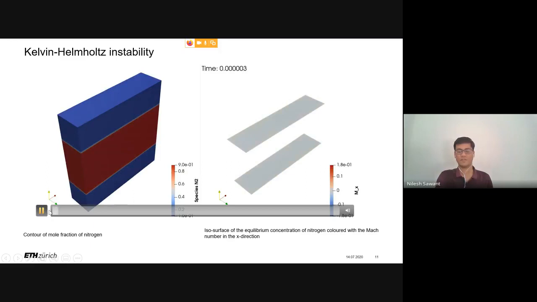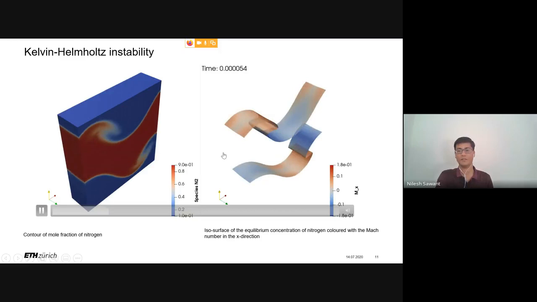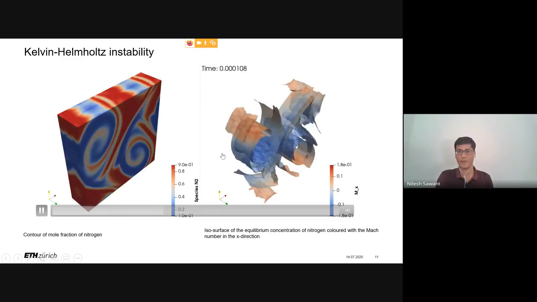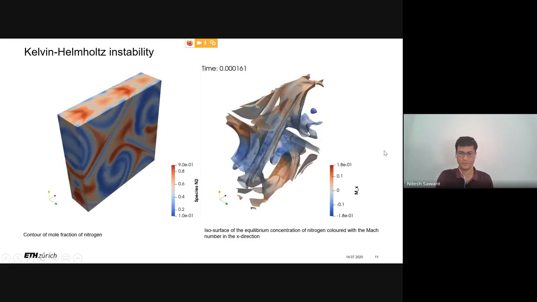First, the symmetry breaks in the y direction, and then this starts forming rolls. And then after some time, the symmetry will also break in the spanwise direction. Now you can see it here. And then smaller structures are formed.